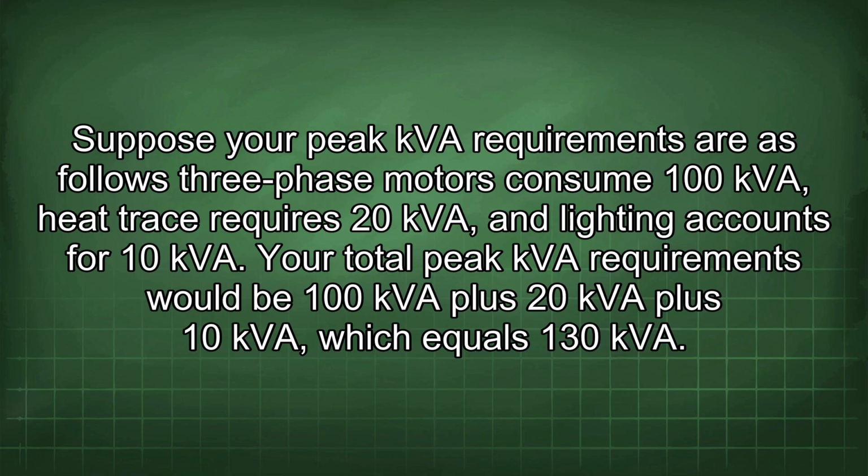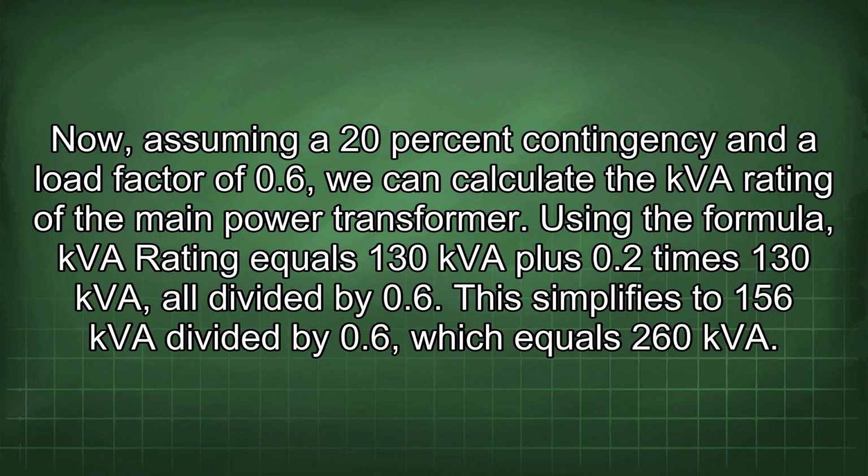Suppose your peak KVA requirements are as follows: three-phase motors consume 100 kVA, heat trace requires 20 kVA, and lighting accounts for 10 kVA. Your total peak KVA requirements would be 100 kVA plus 20 kVA plus 10 kVA, which equals 130 kVA. Now, assuming a 20% contingency and a load factor of 0.6, we can calculate the KVA rating of the main power transformer.